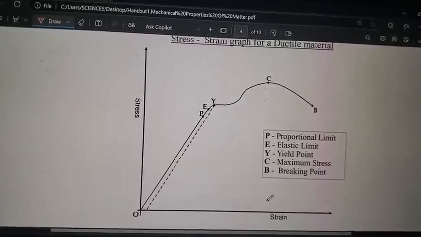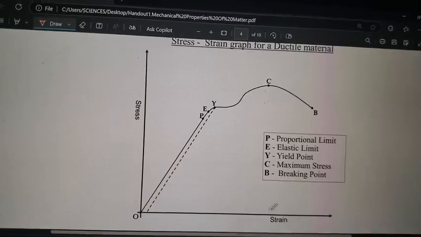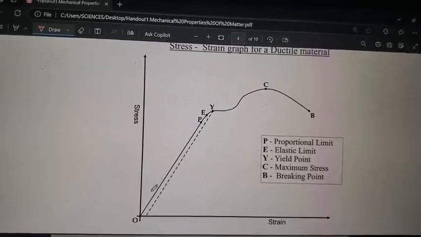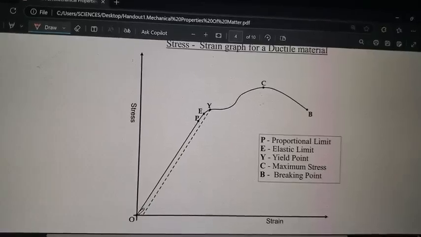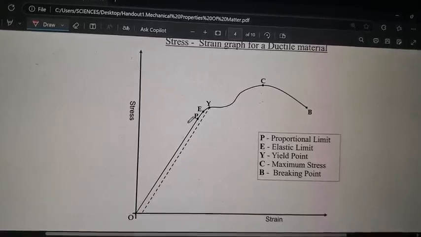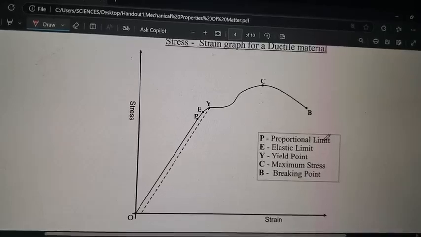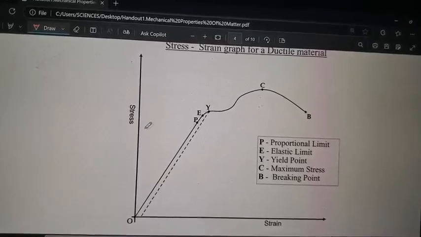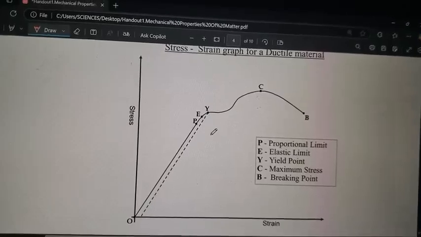Yeah, so from point O up to point P, the graph is a straight line, implying that the stress applied is directly proportional to the resulting strain, or the extension produced is directly proportional to the force, and therefore Hooke's law is obeyed. So region OP is called a proportional region, and then point P is called the proportional limit. Why? Because along this, the stress is directly proportional to strain.